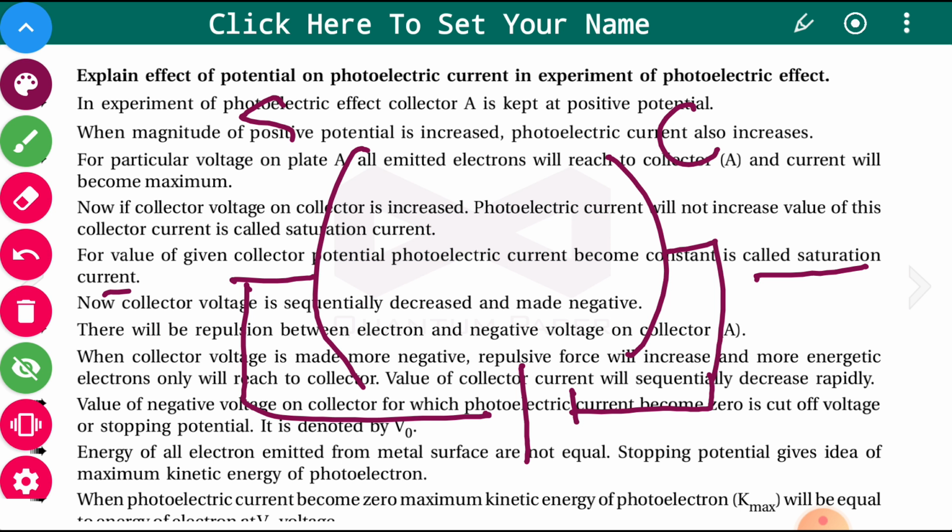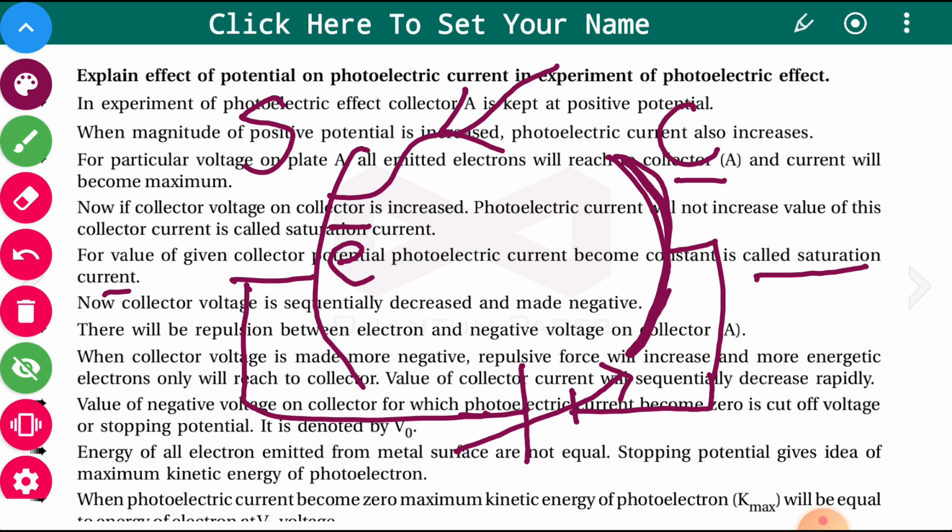Okay, this is your photosensitive surface. You are making radiation incident on the photosensitive surface. Now you are first making the voltage 0 and then making it negative, which means the negative terminal has been joined with the collector, as if. And now you are increasing the potential in the negative direction. So electrons which are emitted will be repelled by this. Some electrons which have sufficient energy will only reach the collector.